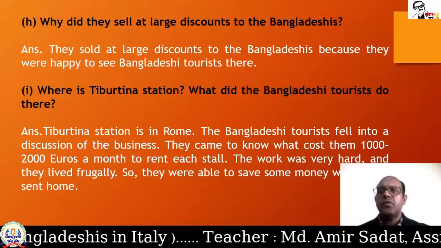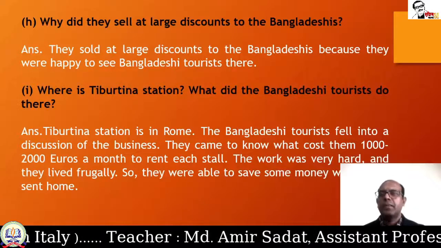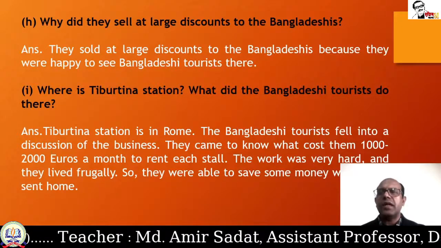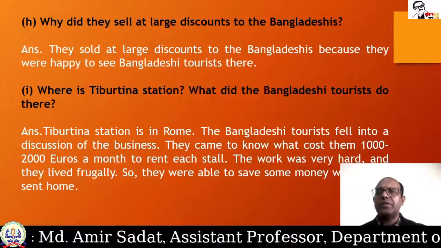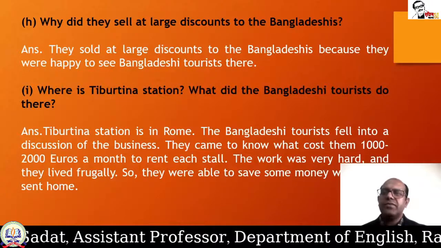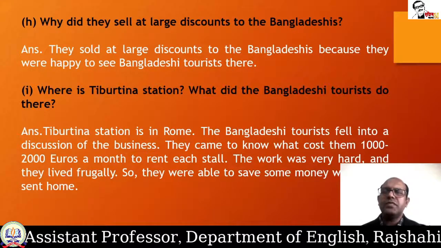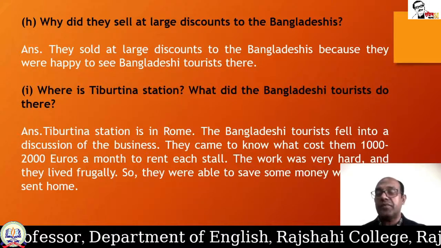Question H. Why did they sell at large discounts to the Bangladeshis? And the answer is they sold at large discounts to the Bangladeshis because they were happy to see Bangladeshi tourists there.